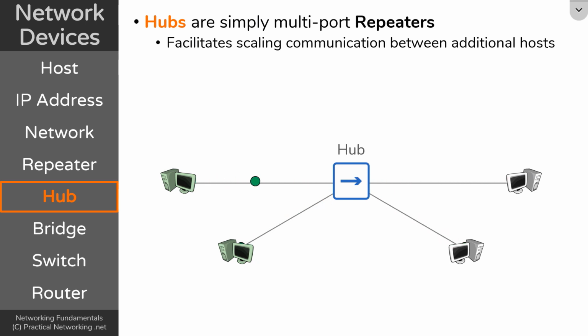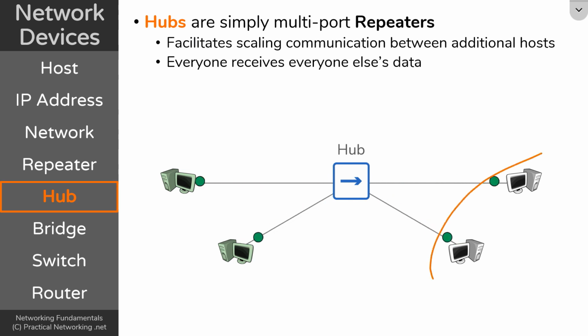But as you can probably see, the problem with a hub is that everybody receives everybody else's data. These two hosts over here, which are uninvolved in the communication between these two hosts, are receiving a copy of everything they send.